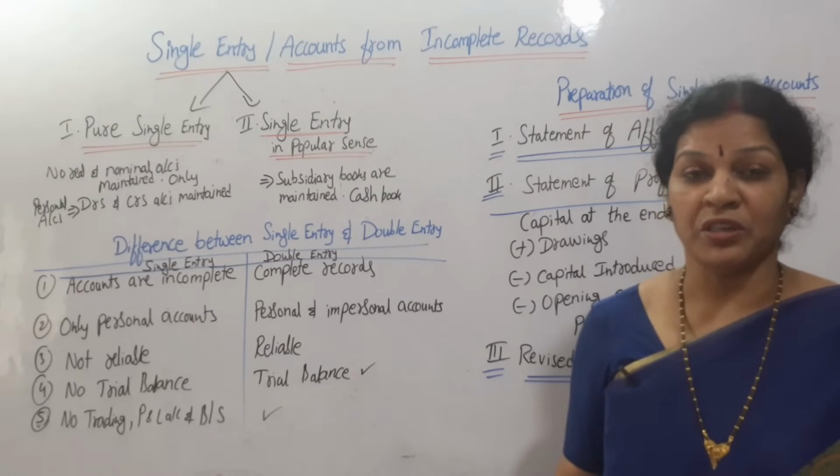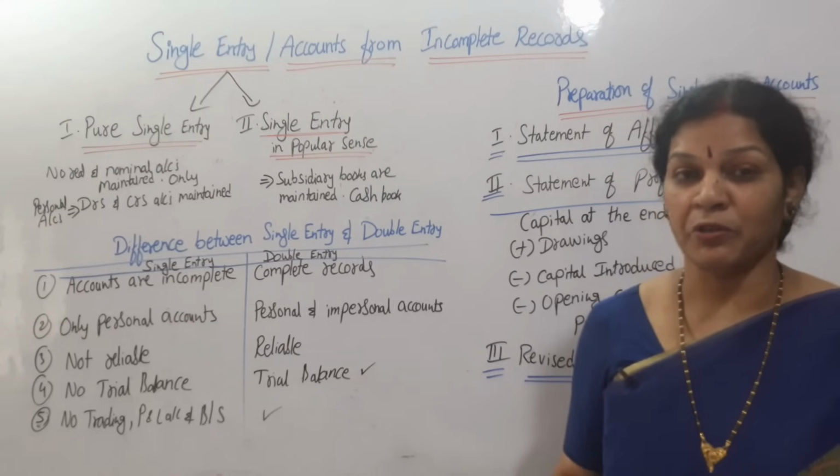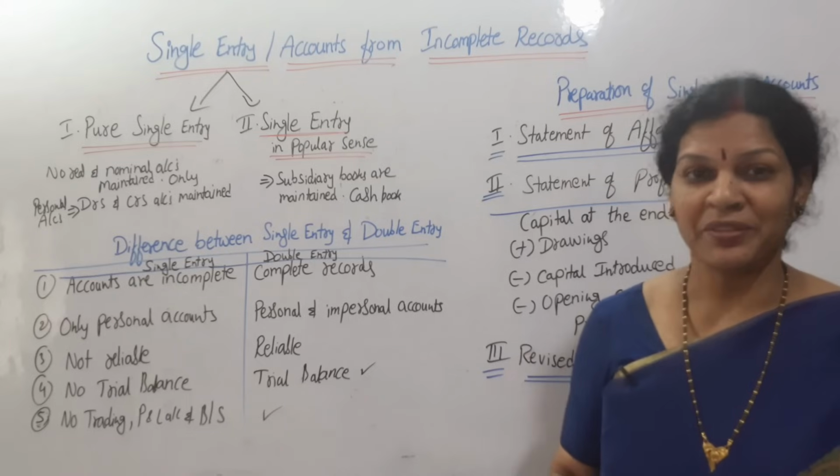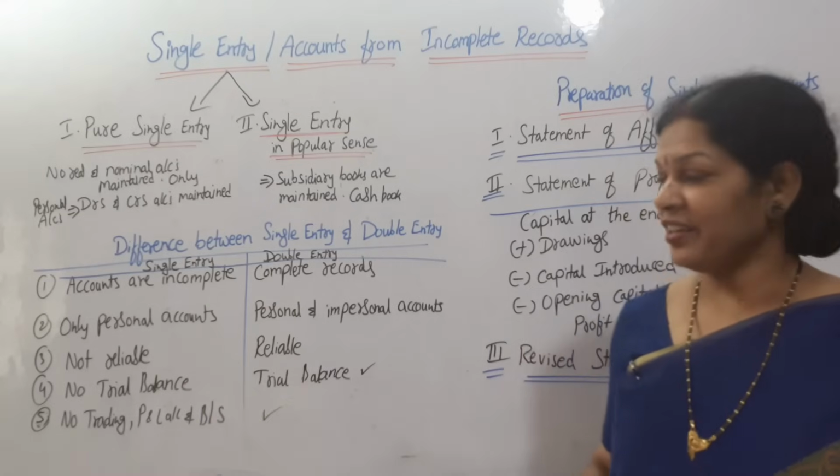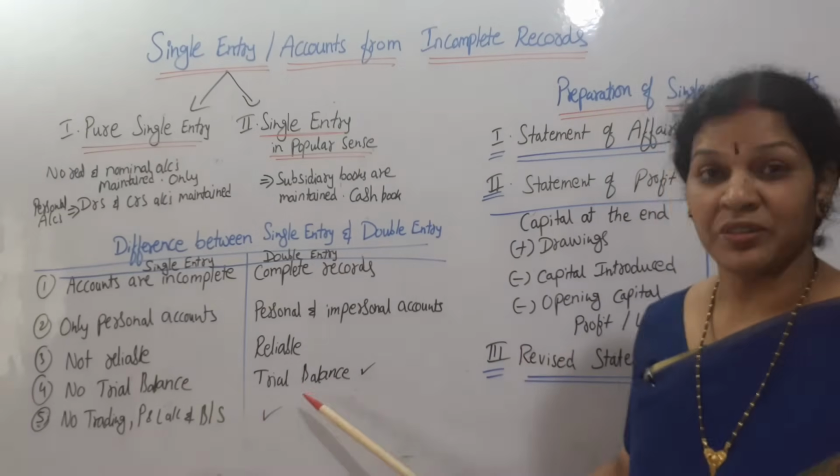Proper information is not available. When we don't get proper information, how do we prepare a trial balance? If we prepare it also, it will not tally. That is the reason there is no trial balance in single entry, whereas in double entry we have a trial balance.